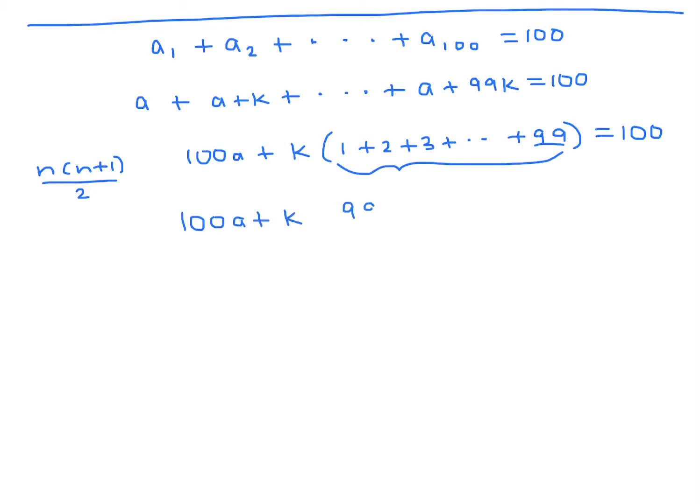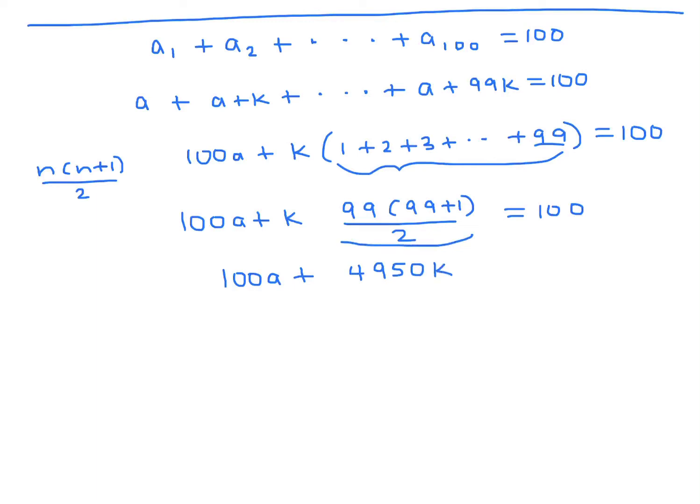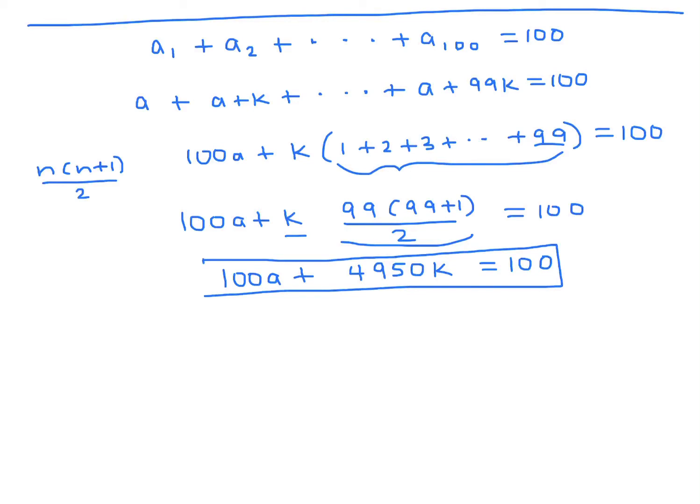So that will be 99 times 99 plus 1 all over 2. So this becomes 100a plus 4,950k, this guy right there, k, don't forget him, is equal to 100. And I think that's about as far as we can go with that. We'll call that equation 1.